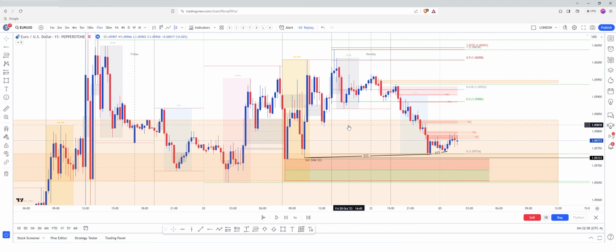My initial bias coming into this is that I am neutral. We could get a pullback and look for a continuation lower for a sweep of these relative equal lows, or ideally I would like to sweep some liquidity and then go higher.